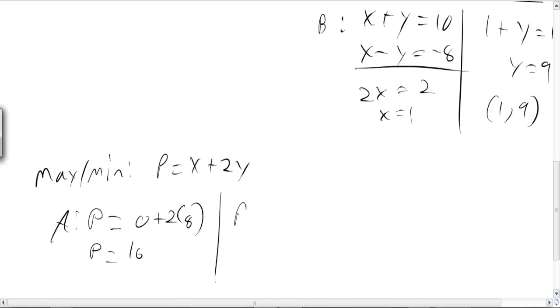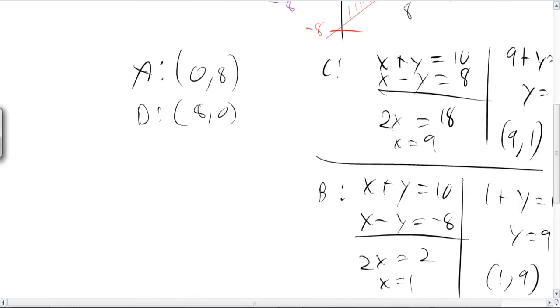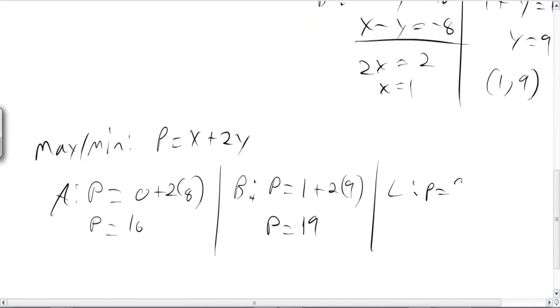Then we test B. B was the point (1, 9), so substituting that gives P equals 1 plus 2 times 9, which is 19. So far, this is our max, that's our min, but that can all change. Now let's go to C. Our C value was (9, 1), if you remember from up here. So 9 plus 2 times 1 gives a P-value of 11. Now this value here, the 16, is not a max nor a min, so we don't care about it. A is none of the above.